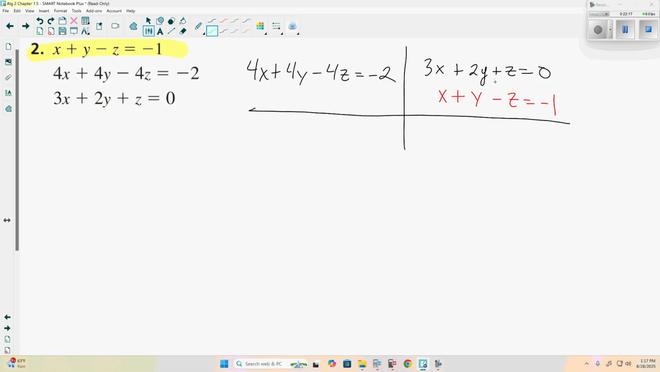Now, since the signs are opposite, we're going to add. Because z plus negative z, z minus z is indeed 0, yes? So that means we're going to add these two equations together. 3x plus x is 4x. 2y plus y is plus 3y. Z plus negative z is still 0. 0 plus negative 1 is negative 1.